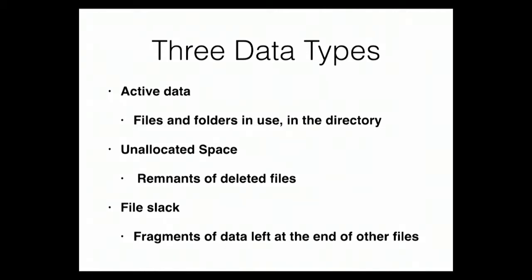Anyways, active data is the main thing you do. These are data files that are currently in use, that are owned by somebody. Unallocated space is areas available for new files, and what's in there is the leftover stuff from old files.